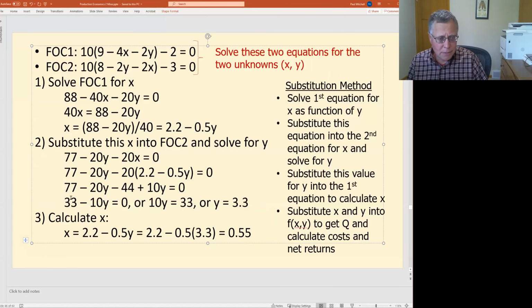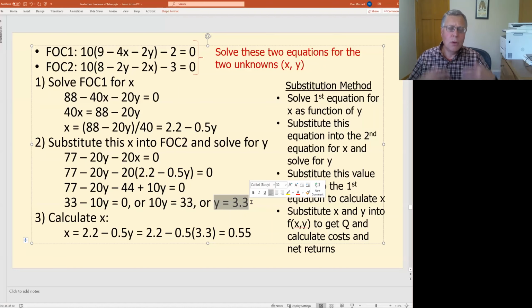Now we combine like terms. We got a minus 20y and a plus 10y. You're going to get minus 10y. 77 minus 44 is 33. That's equal to 0. So, or 10y equals 33, or y equals 3.3. Just doing algebra. That's all this is.